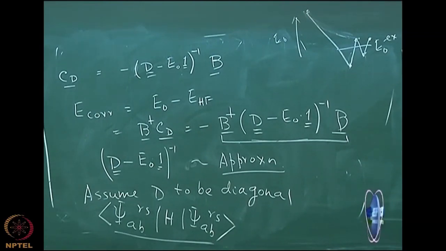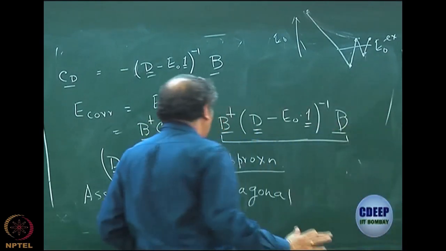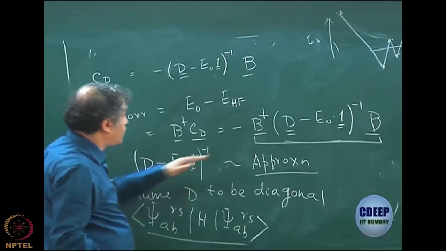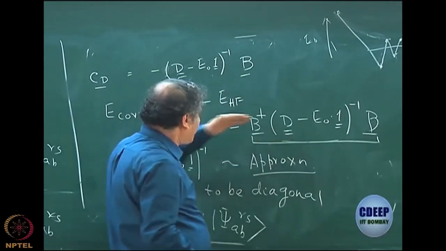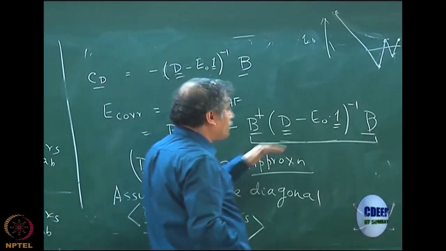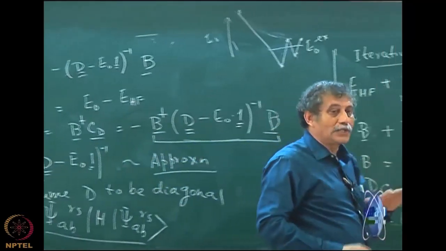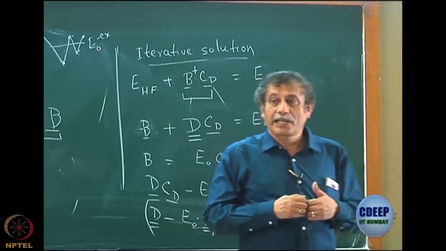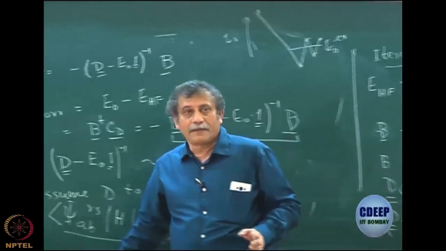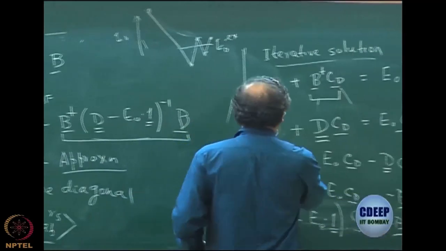So, what I want to tell you is that while there is an exact solution of DCI possible, we can make two approximations. One is a diagonal approximation of D minus E naught inverse. Then a further approximation is to assume the value of the diagonal as only the orbital energy difference. Then what I get is an MP2 energy. So MP2 comes from DCI following two approximations.